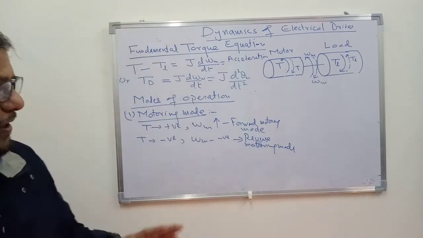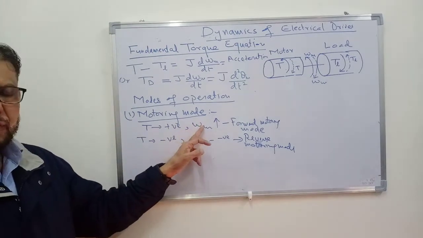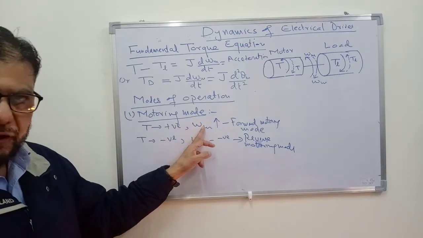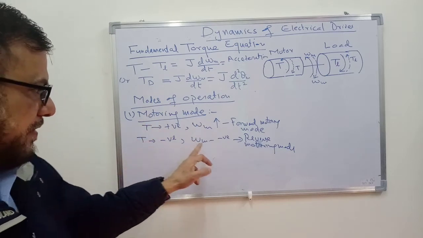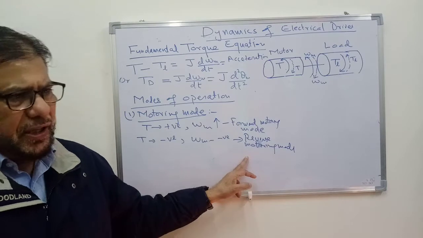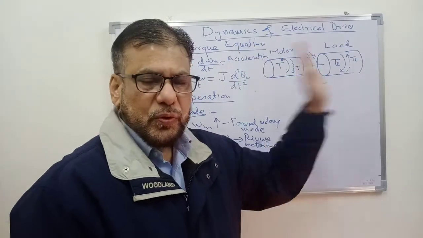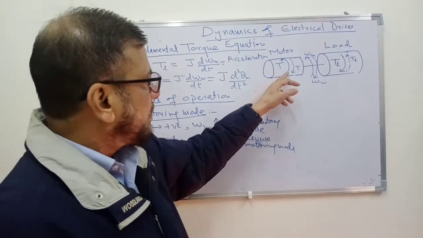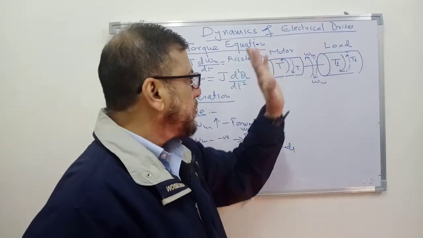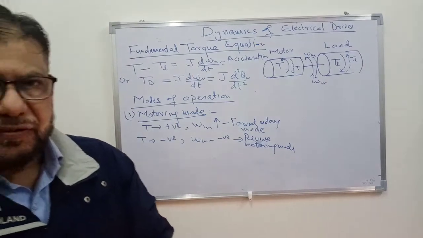So in motoring there are 2 possibilities. Torque is positive, speed is positive. It will be called forward motoring mode. Torque is negative, speed is negative. It will be called reverse motoring mode. In both modes, the energy flows from motor to load. So this bold line shows the forward motoring mode and the dotted line shows the reverse motoring mode.